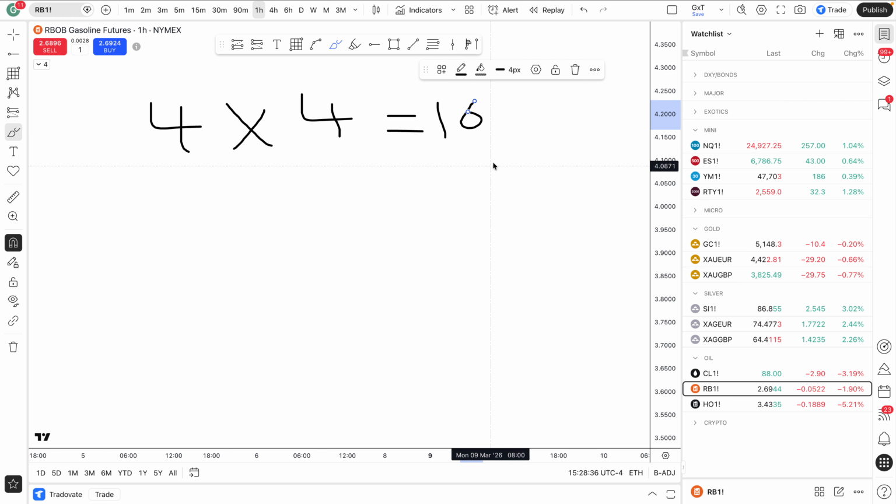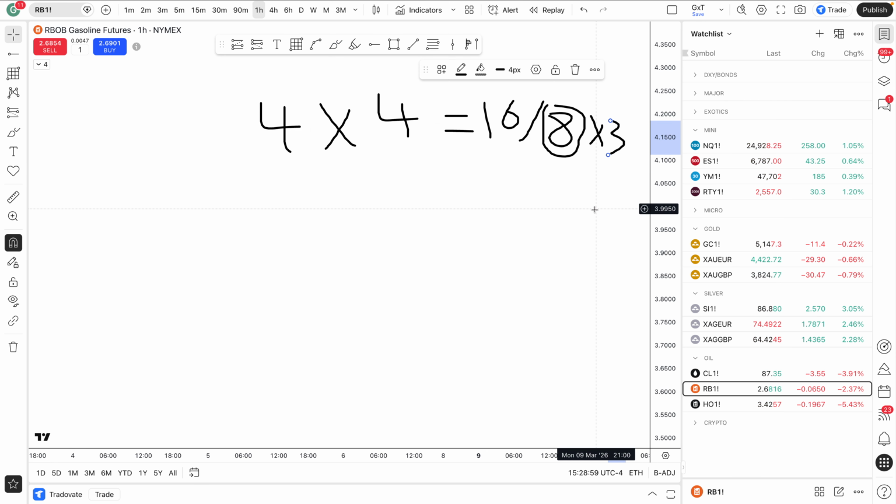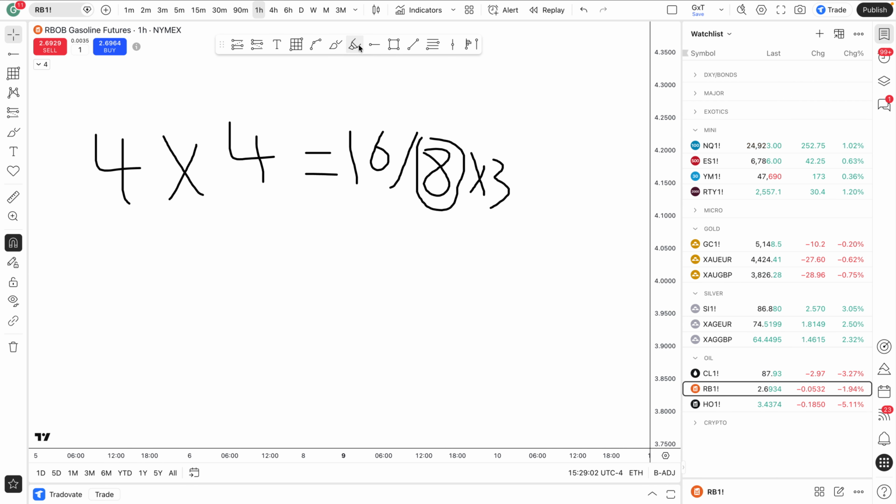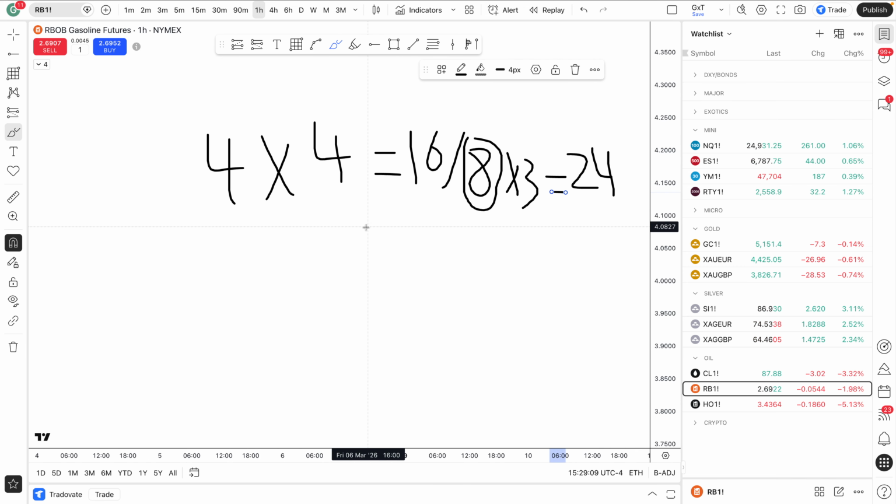Let's say you only win half of them, so you only win 8. Now let's say the average RR, when you're waiting for high probable stuff, it should be above 2, honestly. I think 3 to 4. Let's go with 3. So 8 times 3 is 24 RR, if my math is good. 24R in the month. That's nothing crazy. It's good though.